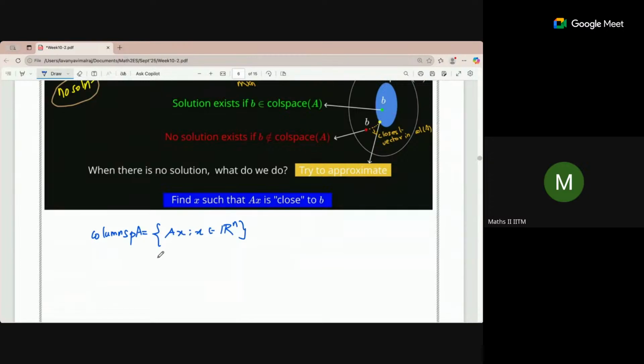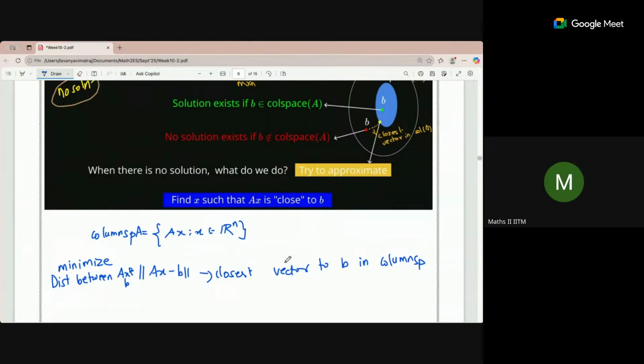What I am trying to get is the distance between Ax and b, which is norm of Ax minus b. I want this distance to be minimum. I want to minimize the distance between Ax and b. So that gives us the closest vector to b in the column space. Is that correct? Does this make sense?